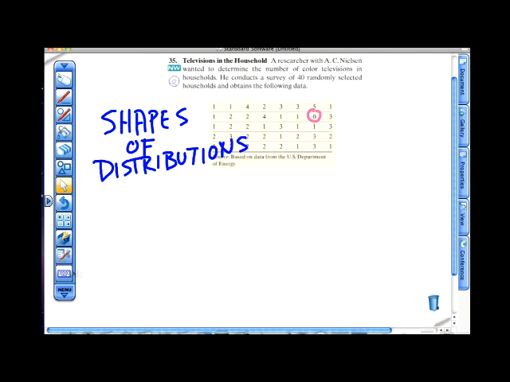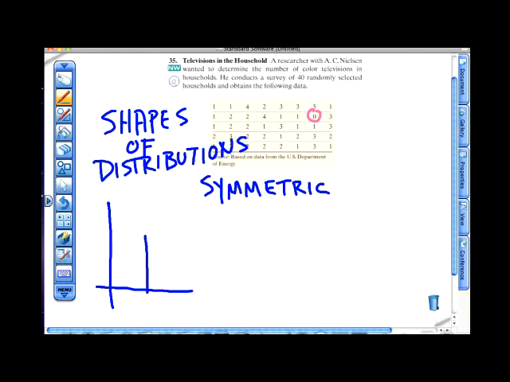Okay, the next shape that I want you to know is called symmetric. So symmetric is where the data piles up in the center and tapers off on the ends with about the same frequency. So it would be something like this. You might have little gaps here where the frequency was 0, and that's okay.